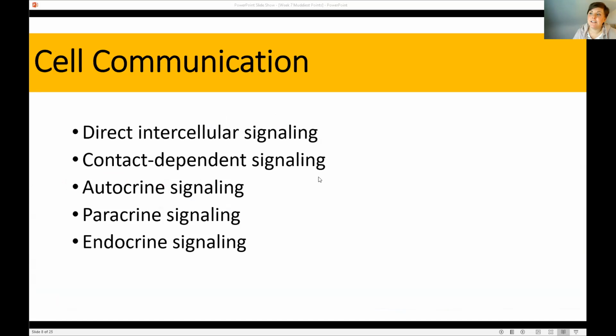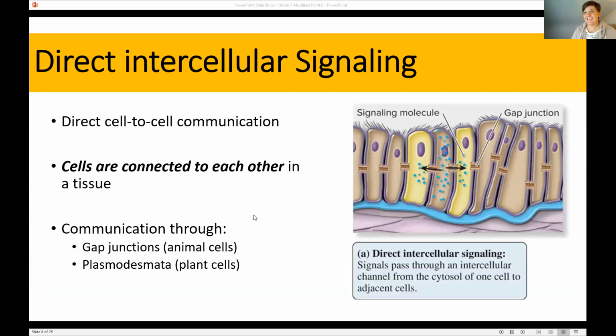And then you can have what's called contact-dependent signaling. You can have autocrine signaling, paracrine signaling, and endocrine signaling. I want to review these. Okay, first, again, whenever you hear the term inter, so this is direct intercellular signaling, you need to think inside. With intercellular signaling, this is direct cell-to-cell communication, but more specifically, this is when the message is passed directly from cell to cell, basically from cytoplasm to cytoplasm.